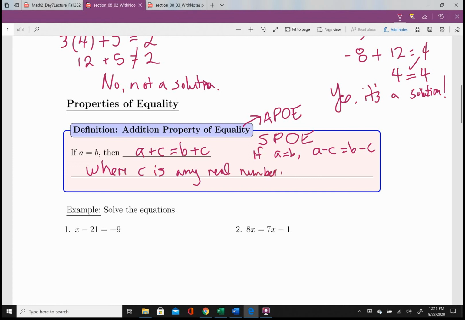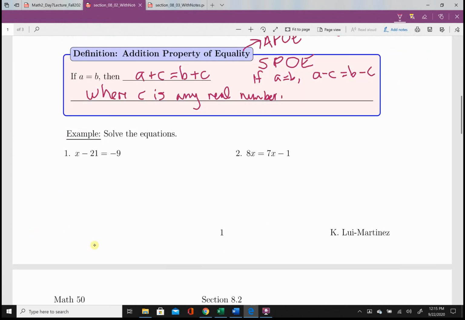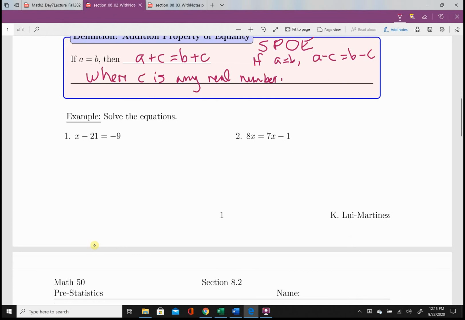Great. Cool. So let's go ahead and solve a couple of equations using either the addition property of equality or the subtraction property of equality, as it seems appropriate, starting with number 1. So the first thing that I would want to do here in solving this equation, and the first thing you want to do with solving any equation, is come up with a plan to isolate the variable. That's what it means to solve an equation.